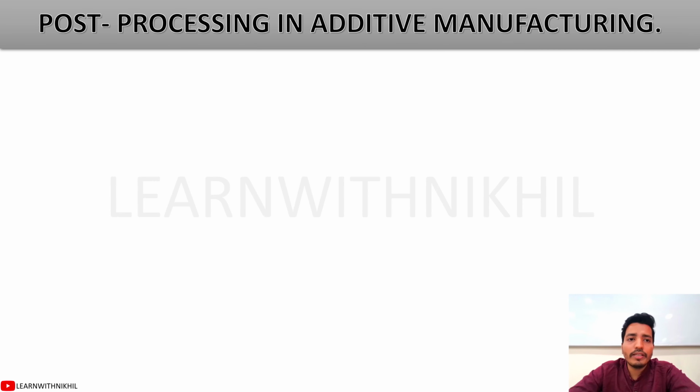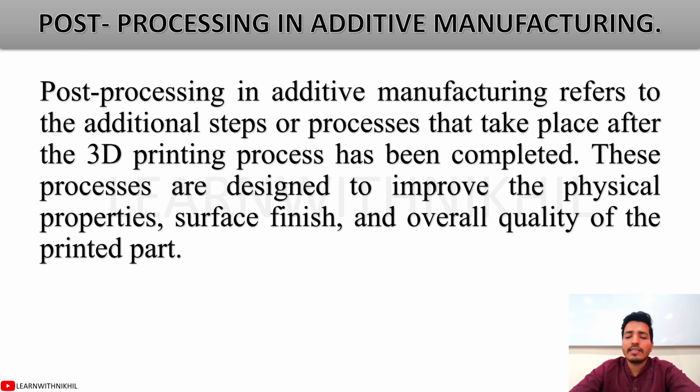Next topic is post-processing in additive manufacturing. Post-processing in additive manufacturing refers to the additional steps or processes that take place after the 3D printing has completed. So once you have got the object, what all things can you do: sanding, polishing, coloring. These are all the post-processing techniques used to improve the physical properties, surface finish, and the overall quality of the printed part. That is called post-processing.